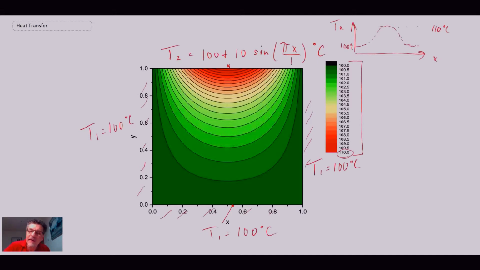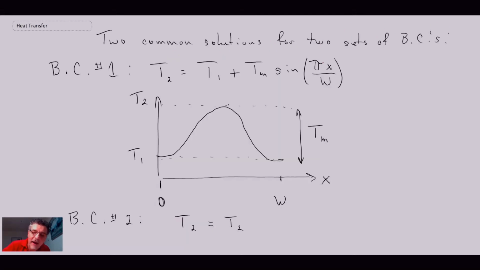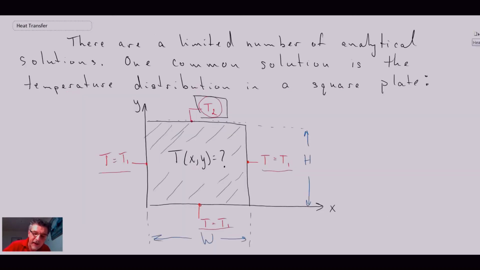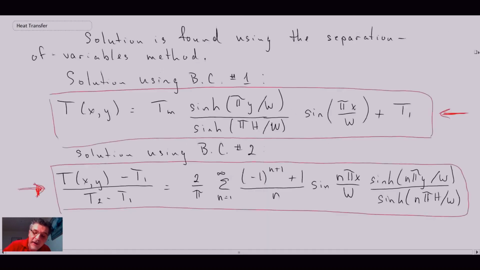Now let's take a look at the second solution that we had. This is the one with the more realistic boundary condition. Looking back at our plate, for that boundary condition we said that T2 is just some temperature. It was not a sine distribution. Consequently it resulted in this infinite series, which was much more complex. So let's go take a look at what that solution looks like.